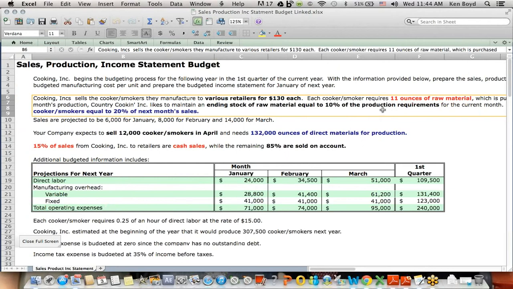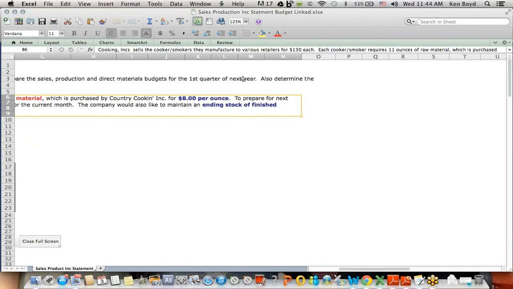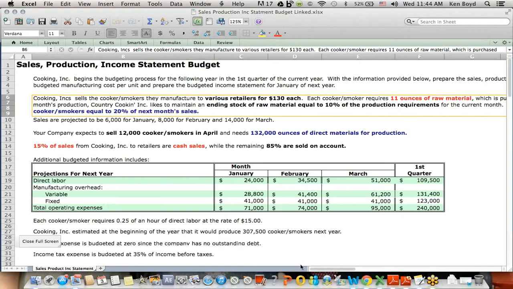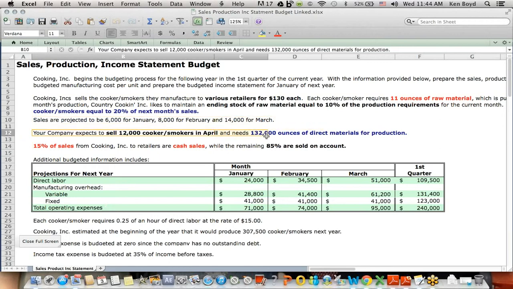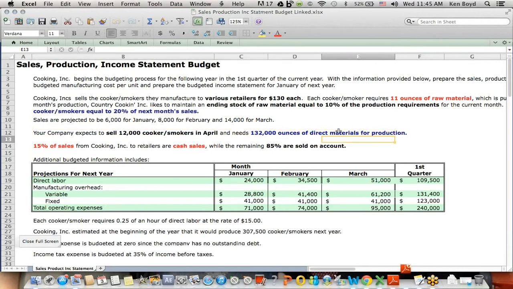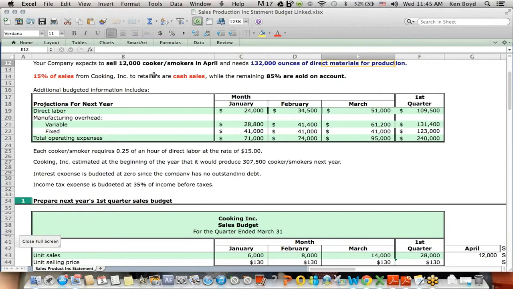Now you'll note the difference between the percentage of ending raw materials they want, 10% of the current month, and ending finished goods that they want, 20% of the next month. So you've got to be careful with the percentages and whether it's the current month or the next month. We're given sales. We're told how many cookers they're going to sell in April, how much direct material they'll need for April. We're then told that when we collect cash, 15% will be cash sales, 85% on account.